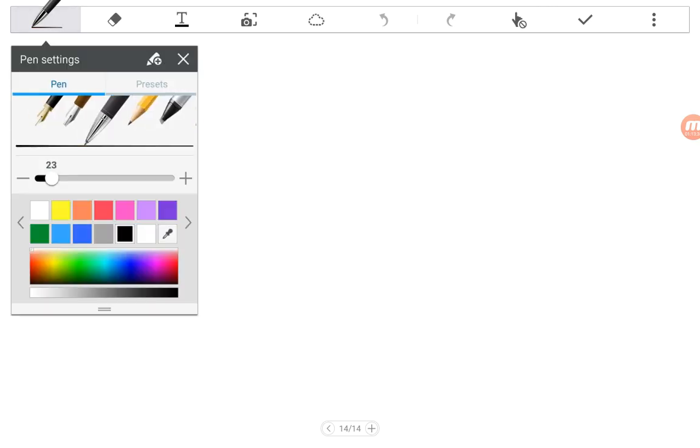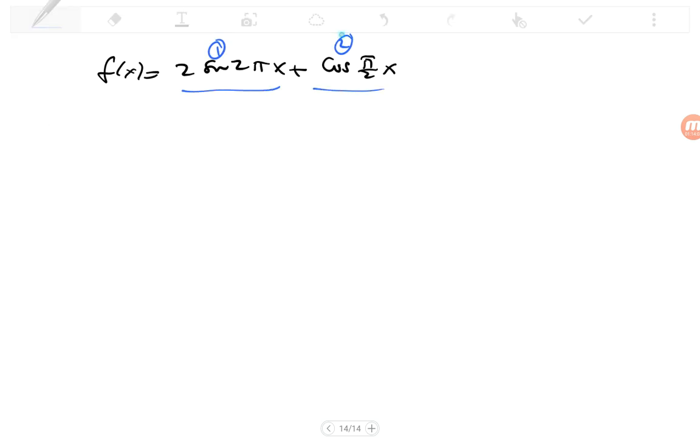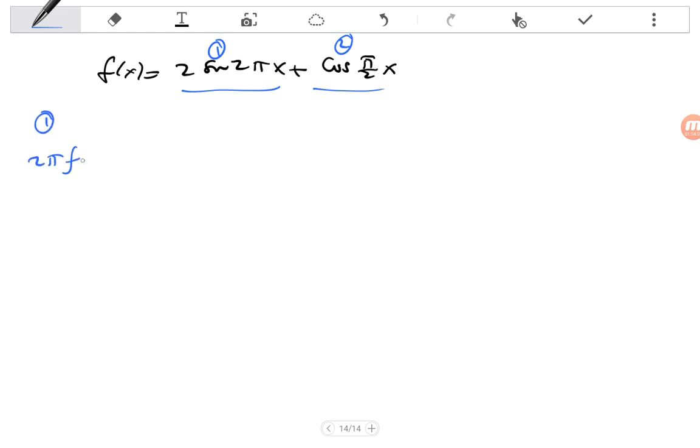Now, if I have a linear combination of two sinusoidal functions with different frequencies, for example, this function 2 sine 2 pi x plus cosine pi over 2 x. These are two functions with different frequencies and different periods. Let's get the period of each. Let's make this one 1, this one 2. For 1, we have 2 pi f equal to 2 pi, so f is equal to 1. The period is 1. So P1 is equal to 1.